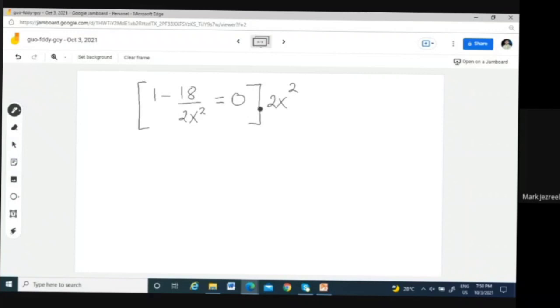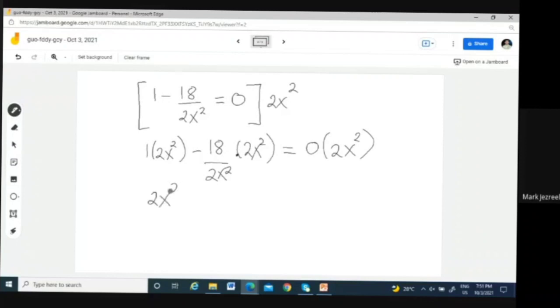So we will be having 1 times 2x squared minus 18 over 2x squared times 2x squared is equal to 0 times 2x squared. 1 times 2x squared is simply 2x squared. Negative 18 over 2x squared times 2x squared, we can cancel. So what's left is negative 18. 0 times 2x squared is simply equal to 0.